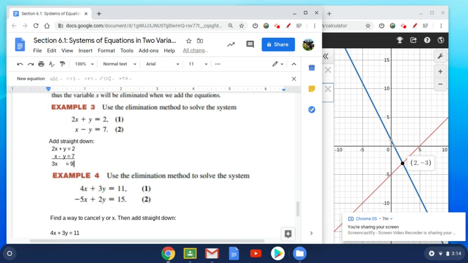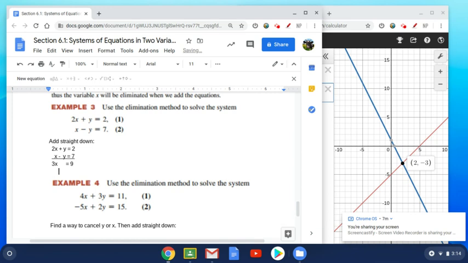Okay, I'll show you how to do it if you don't, but to me, that's the only time where it's really efficient to use it. So at this point, we're going to solve for x, because all we have left is 3x equals 9, and we find out right here that x equals 3.